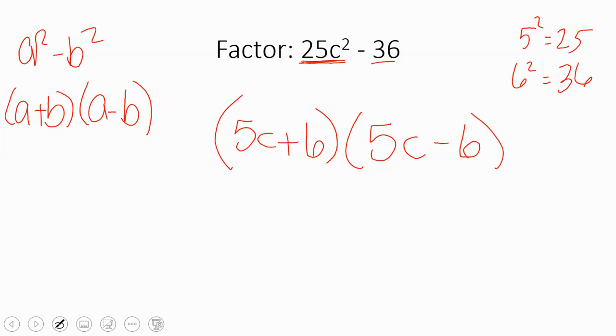So square root of the first term, square root of the second term, positive, negative, or plus minus. Okay.